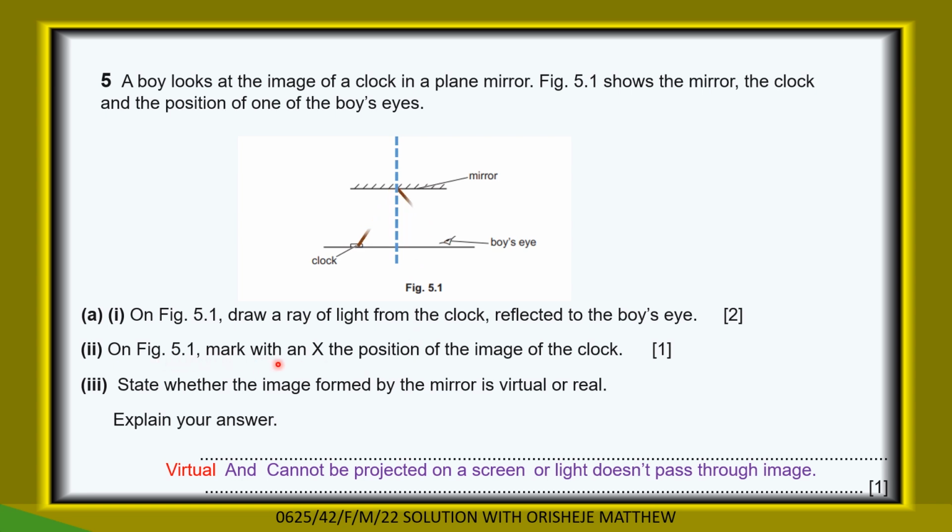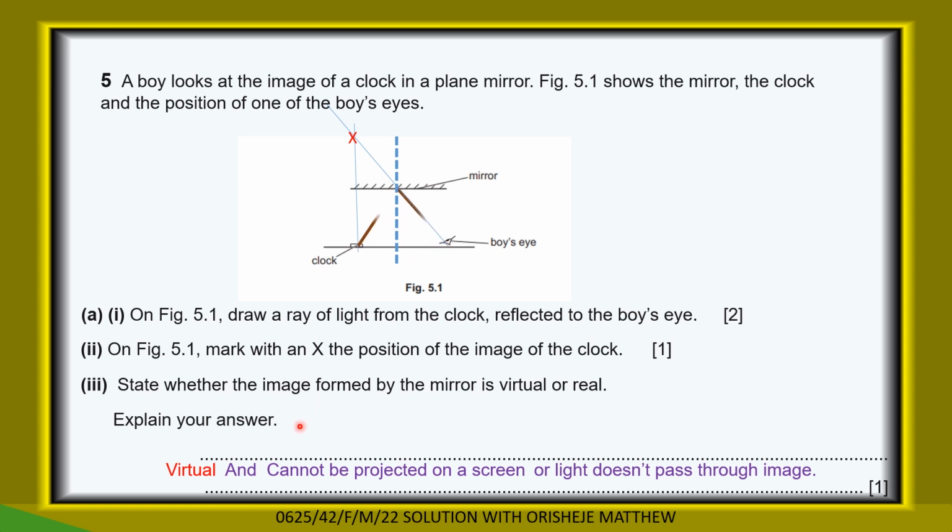The next one is mark an S, the position of the image of the clock. So what we need to do, the image is formed inside the mirror because it's a virtual image. So you extend the reflected ray backward, and then how do you locate the image? The object distance is equal to the image distance. So you do that where the two rays intersect will give you the position of the image.